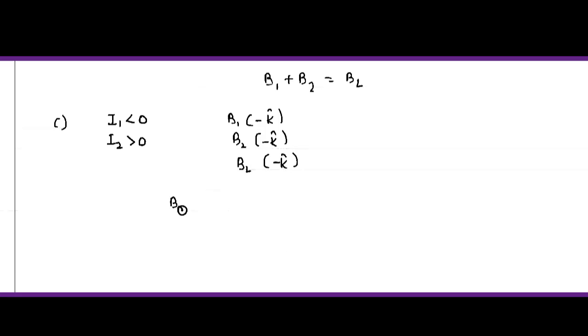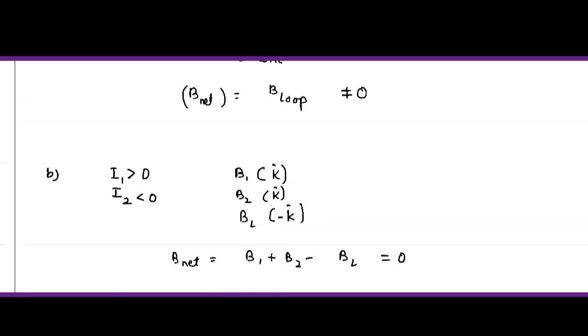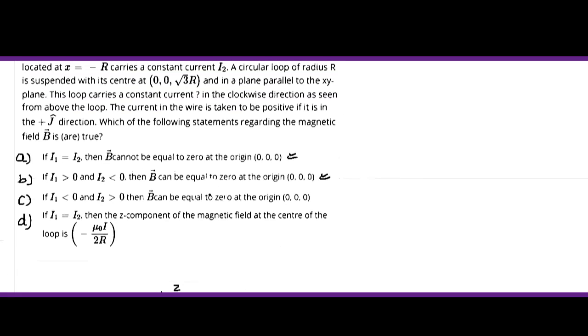Now if we calculate the value of B net, what would be the value? Because these values are all in the same direction, we need to add these values, and the net would be in the minus k cap direction. Since everything is adding, that means B net cannot be equal to 0, because each of the values is adding as they are in the same direction. So this option is incorrect.